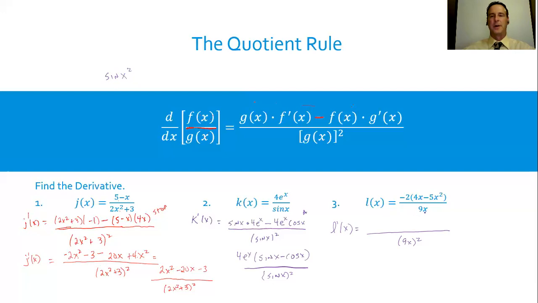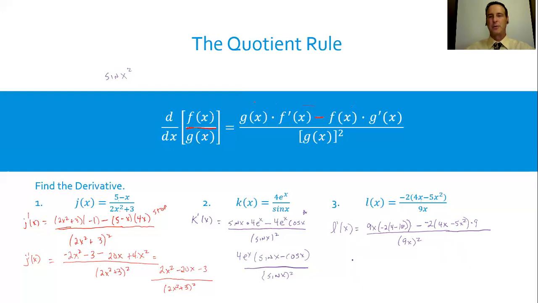And here's what you do. Low times the derivative of the high. And let's see, the -2 will stay. And the derivative of 4x is 4. And the derivative of -5x squared is -10x. Need another parenthesis. Minus the high. All times the derivative of the low. Okay, and the derivative of 9x is just 9.